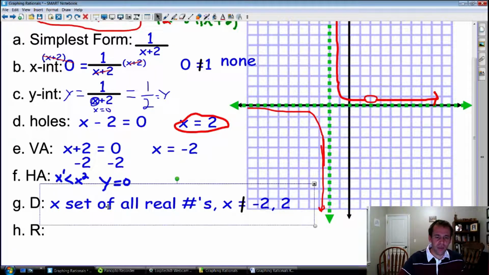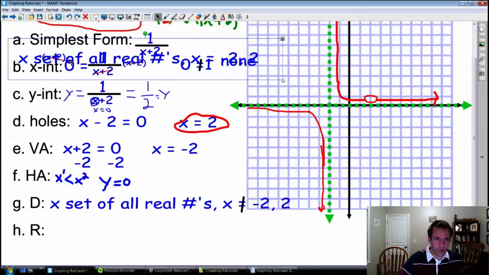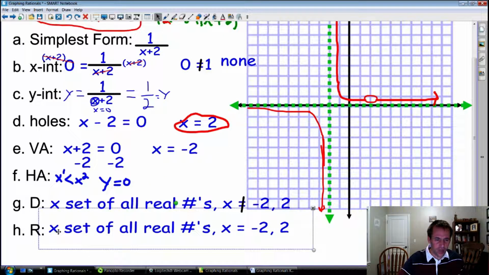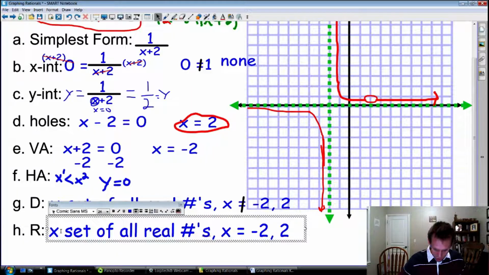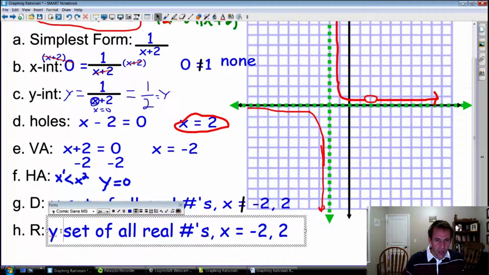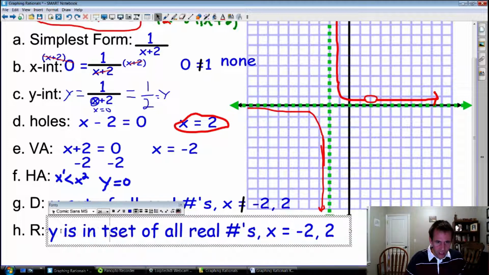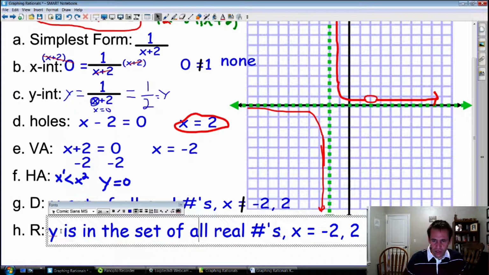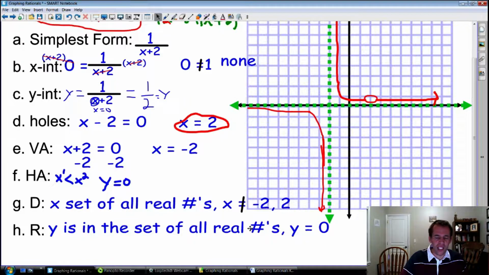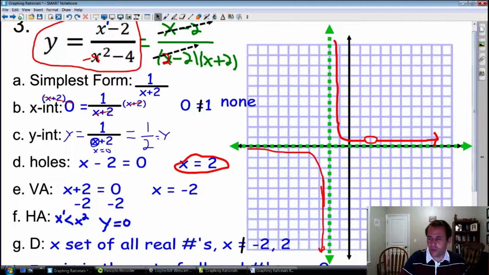Then we're going to do the same thing, but this time for the y values, right? Because range is y values. So let's change that to y. y is in the set of all real numbers, except that y cannot equal what? What do you think? That's right, y can't equal the other asymptote, which is 0. Another way you're used to writing it is (-infinity, 0) comma (0, +infinity) with parentheses around it. Cool, so there is number 3.